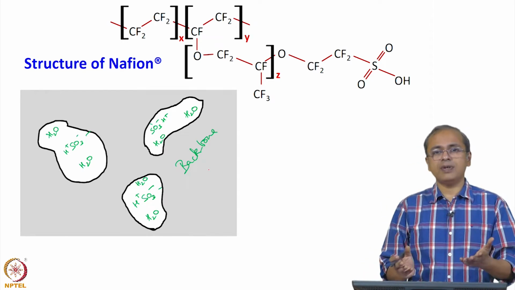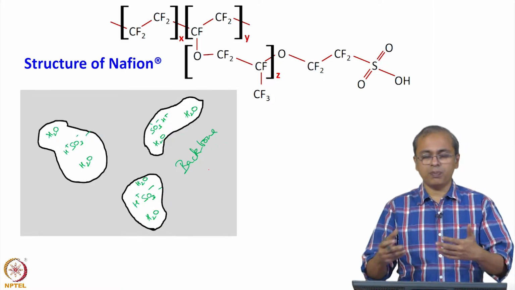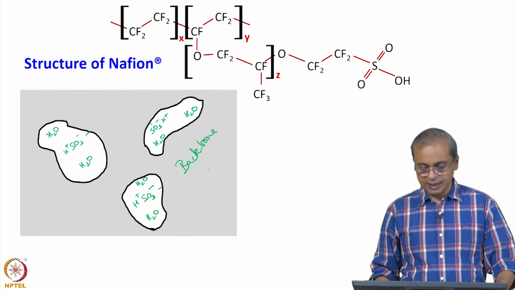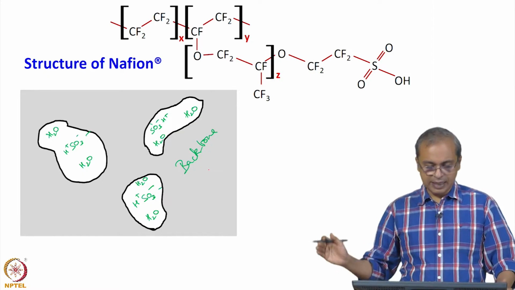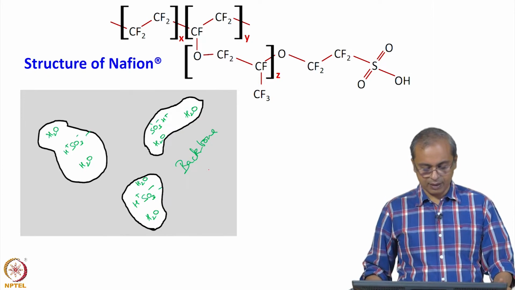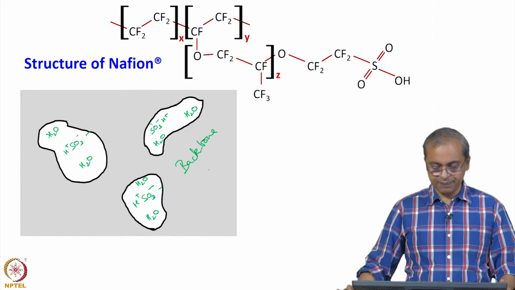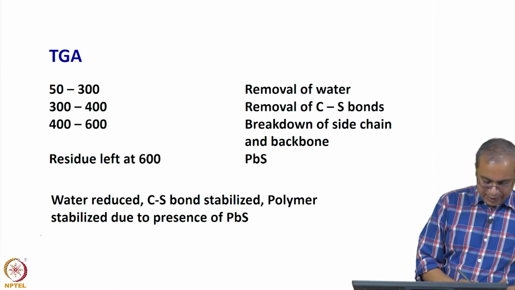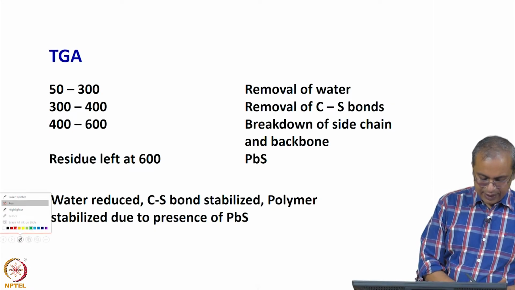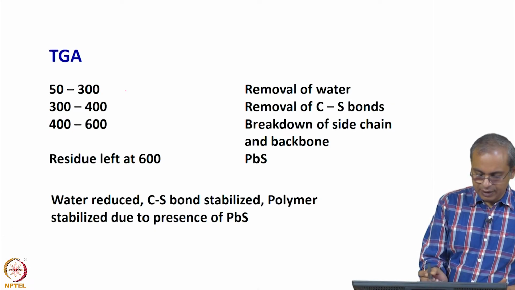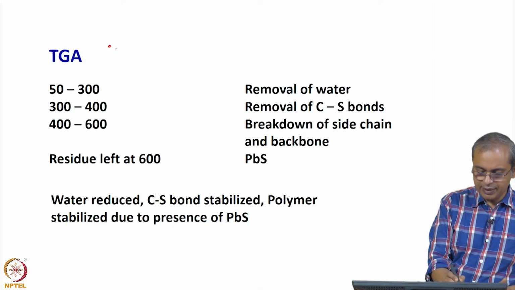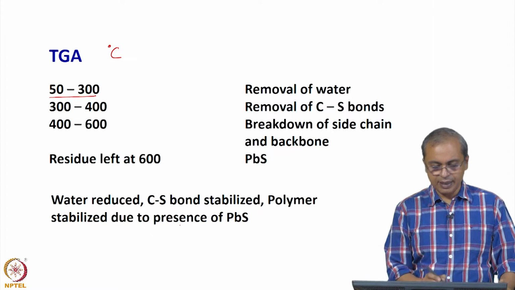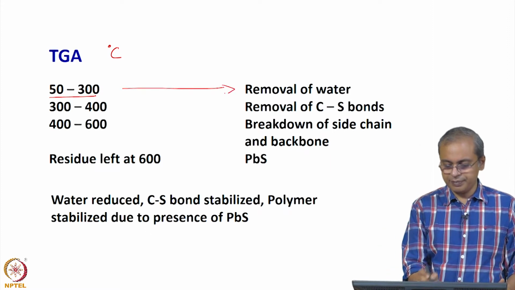So if you go to high enough energy, you will break that bond, and then that component will also go away. This is the process that you will see happening, and gradually you will see differing levels of weight going away. For example, you can see here that between 50 and 300 degrees centigrade, we typically have removal of water.